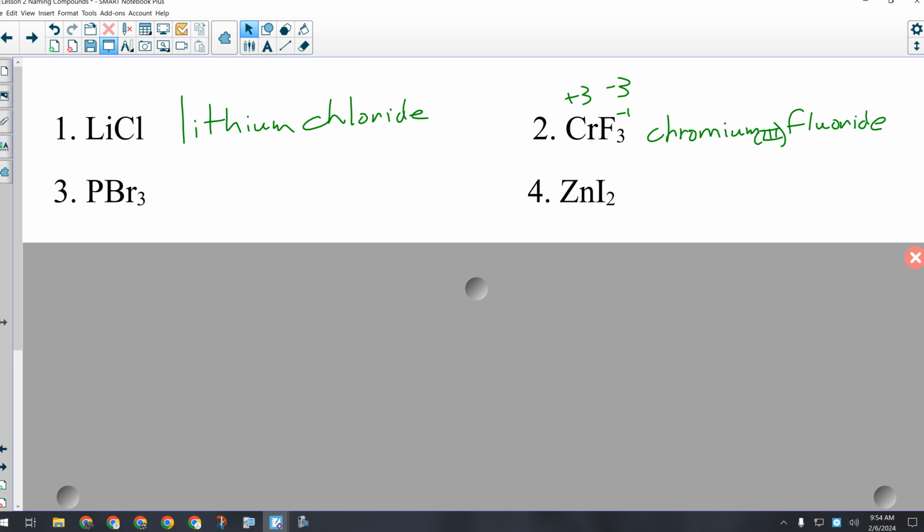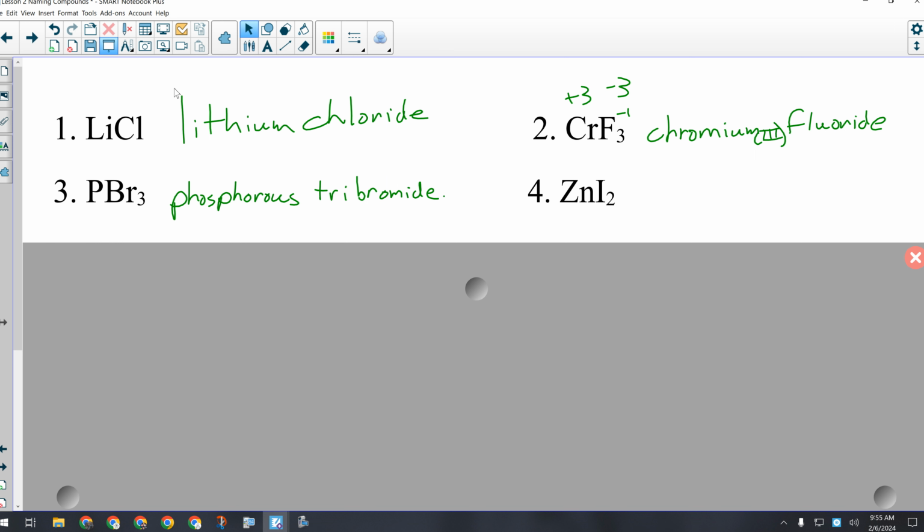All right, for number 3, we've got phosphorus. Is this an ionic or molecular compound? Molecular, right? It's got 2 nonmetals. Phosphorus and bromine are both nonmetals. Do I need a prefix on phosphorus? Okay. All right, phosphorus, and it's with bromine. What prefix goes on the bromine? Tri. Right, and it's going to be phosphorus tribromide.